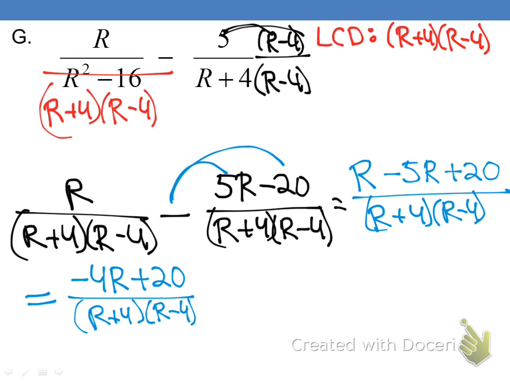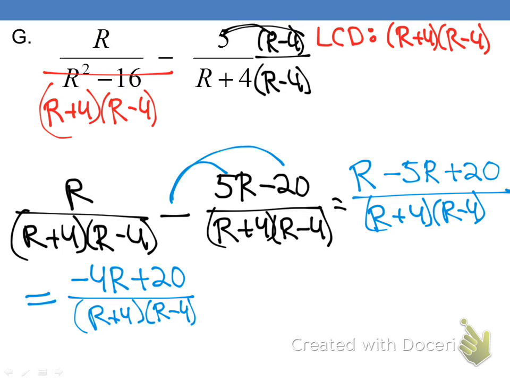Okay, now this one looks like it would factor, right? Yes. But if you factor out a 4 or a negative 4, you'd be left with an r minus 5 or a negative r plus 5. Either way, is anything going to simplify with an r plus 4 and r minus 4? No. So don't even bother factoring if you can already see that it's not going to do anything.